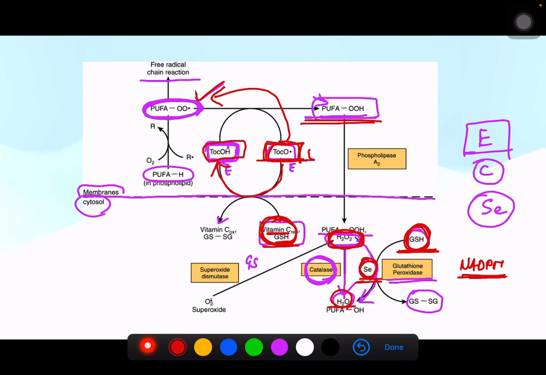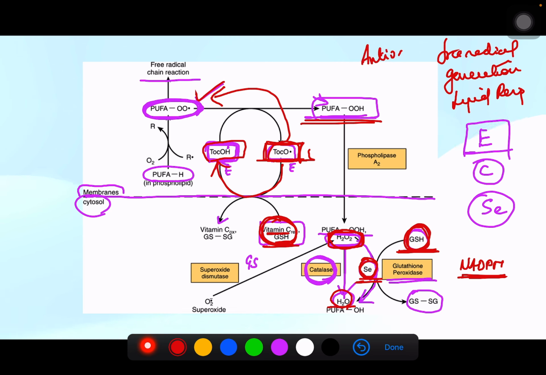So with this we are completing. We have seen what is a free radical. We have seen various mechanisms by which free radicals are generated, and what is lipid peroxidation, what is respiratory burst. Also we have seen antioxidants. So what are the free radical scavenging systems involving enzymatic reactions, and which involve non-enzymatic reactions like your vitamin E, C and selenium.